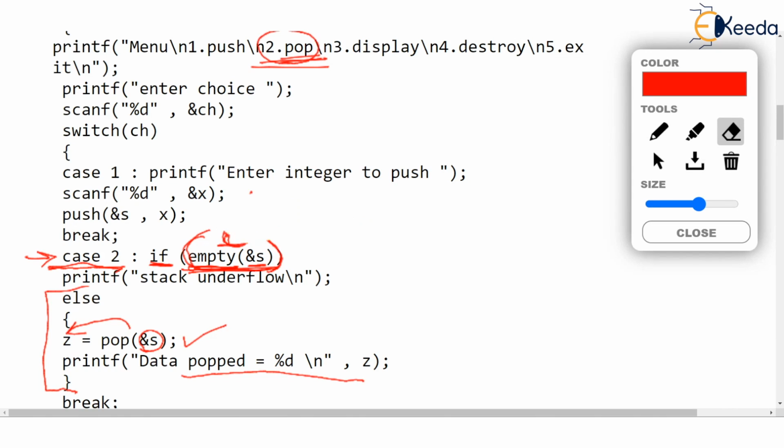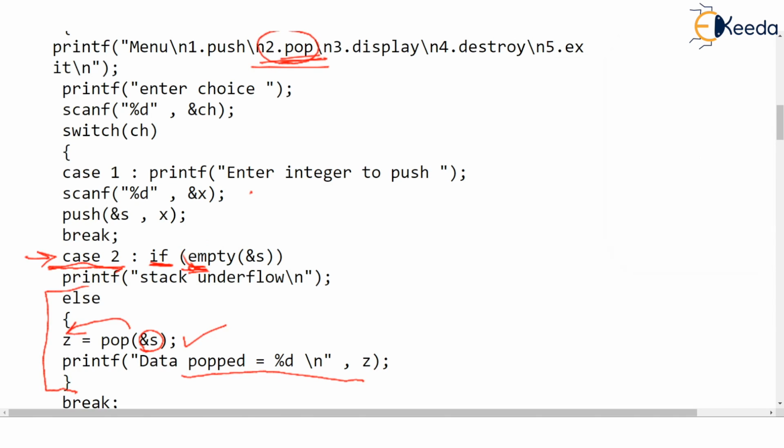This time, when pop is invoked, I mean when case 2 runs, it will first inquire, is the stack empty? And it is empty. So this is going to return true, that is 1. And now the bracketed if here has a true value inside. So when the if is true, it is going to announce stack underflow and it will not go to else. It will not dare to pop because there is nothing to pop, isn't it?